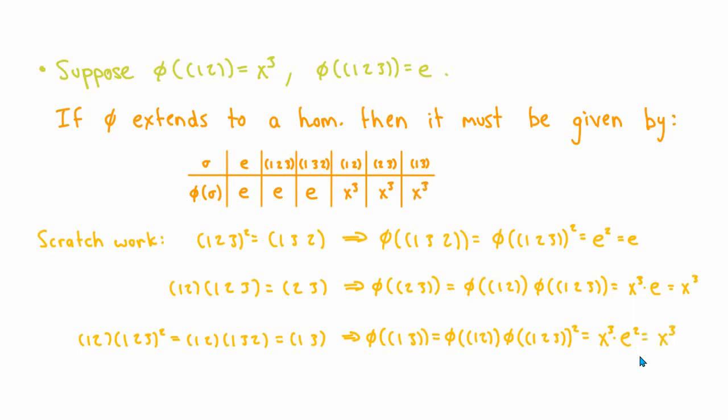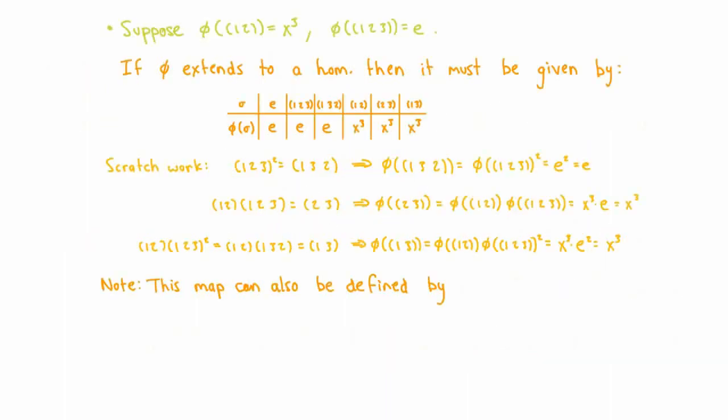Now, like I said, later in the video, we're going to have an easier way of checking whether or not a given map determined by generators in this way actually does define a homomorphism. But for now, I'll go ahead and tell you that this one does, and I'll give you another reason why. It's not difficult in this case, just using definitions, to check that this map is also the map which maps any permutation to x cubed if that permutation is odd, and to the identity if the permutation is even.